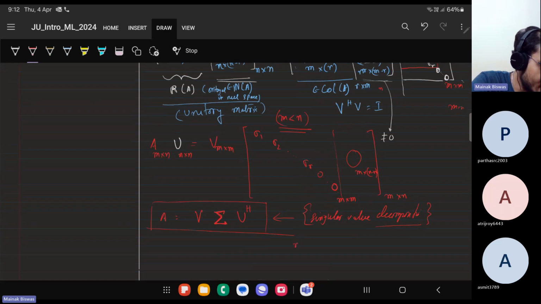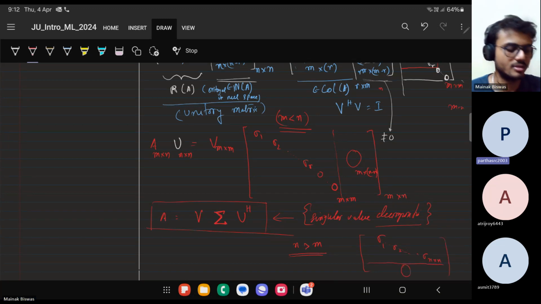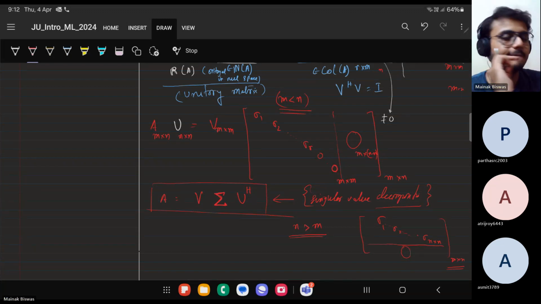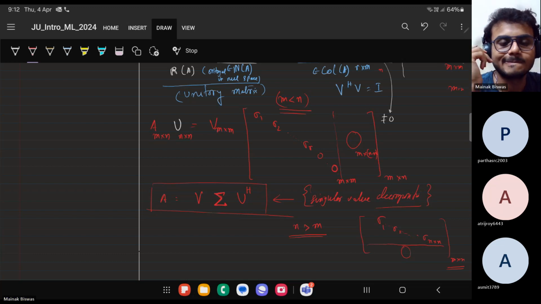Similarly, if n was greater than m, what would you do? You would have added sigma 1, sigma 2, up to n cross n, and written zeros below, there is no problem. Yes, I would have put zeros below. So this would have become again m cross n. And if it is equal, then there is no problem only. Right? Clear? Okay. No doubts?